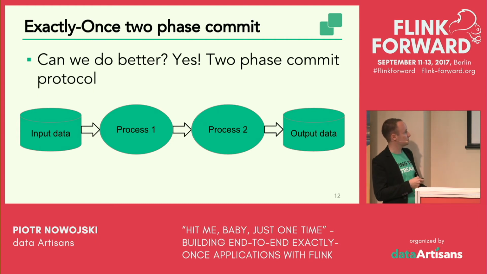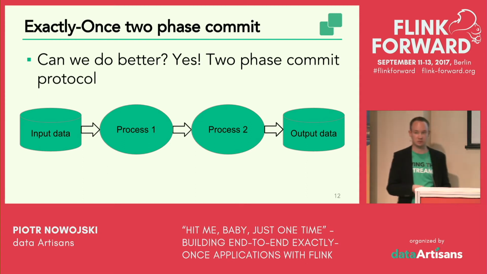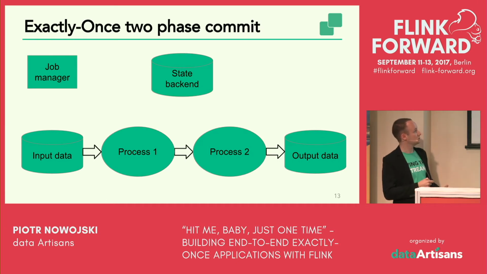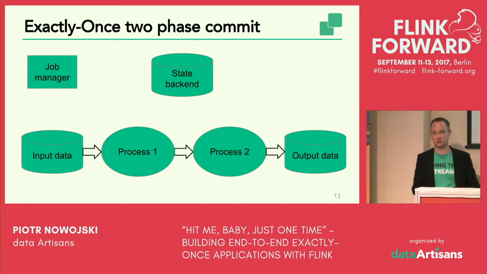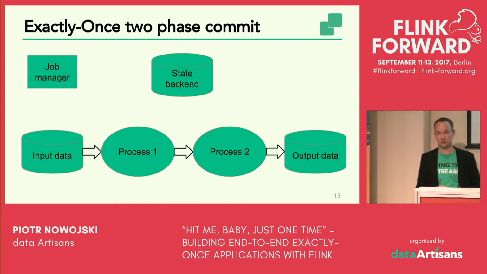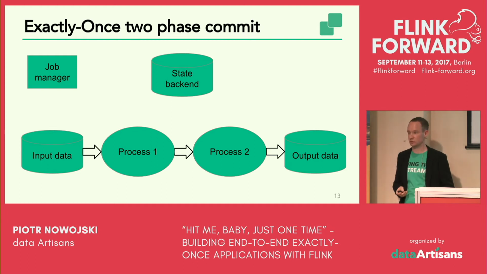Now we have two processes, process 1 and process 2, that are chained. We have input data on the left and output data, some database, on the right. In Flink, we also have a state backend. It is responsible for managing the internal state of the operators implemented in Flink. And we have a job manager. The job manager will be controlling all of the checkpointing process and the behavior of our application.